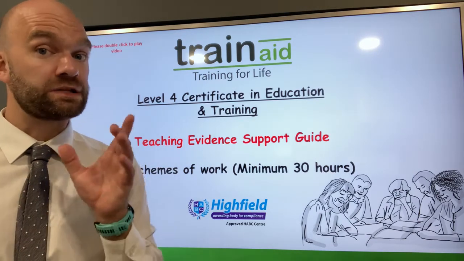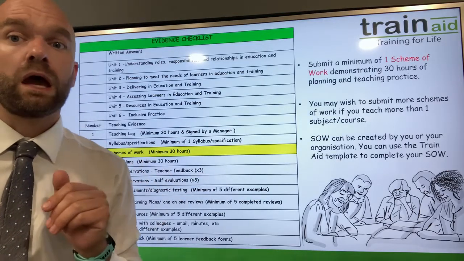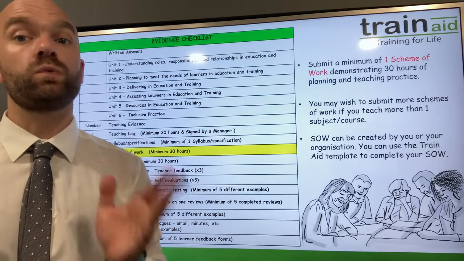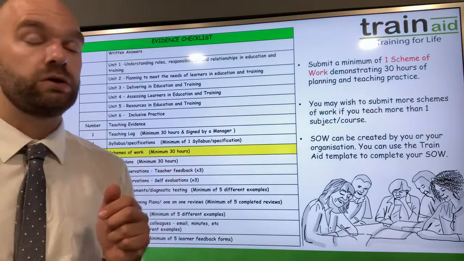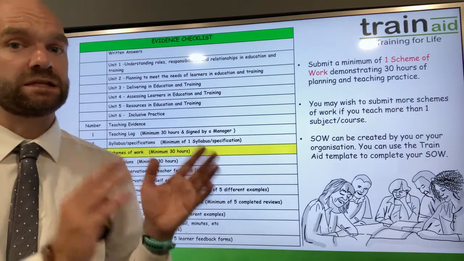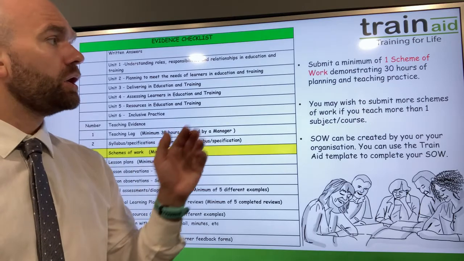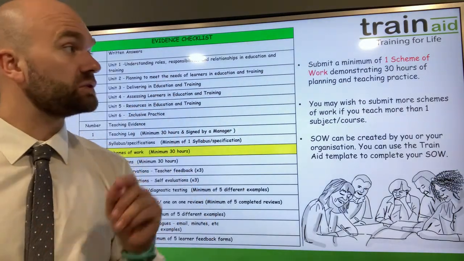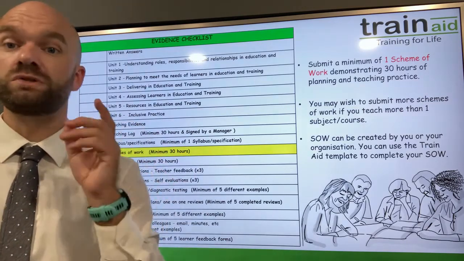So in regards to video number 3, we have to submit a scheme of work which shows a minimum of 30 hours of teacher planning and delivery. So in regard to your criteria, we need to submit a minimum of 1 scheme of work demonstrating 30 hours of planning and teaching practice or delivery.